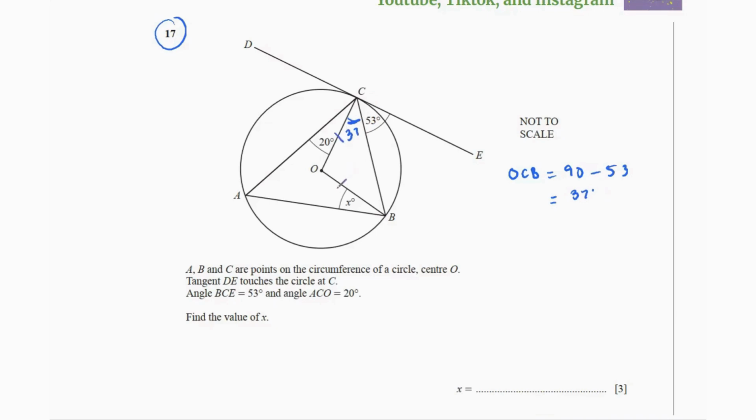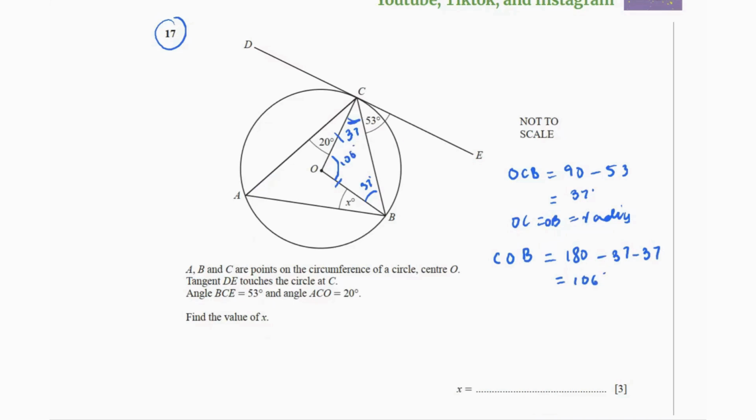Since OC equals OB because they're the radius, this is also going to be 37. Because if the lengths are equal, angles are also going to be equal, which makes it an isosceles triangle. So you can find the third angle now, which is COB. That's going to be 180 minus 37 minus 37. That gives us 106 degrees.